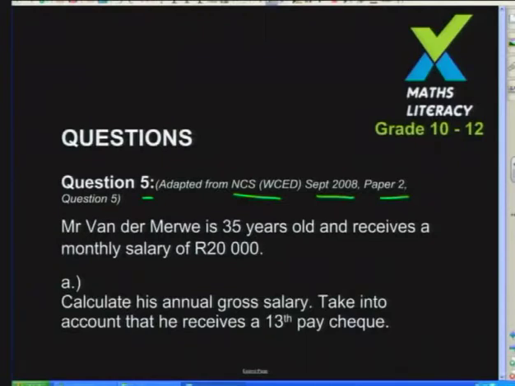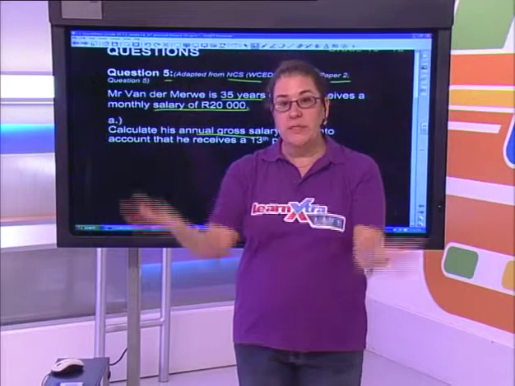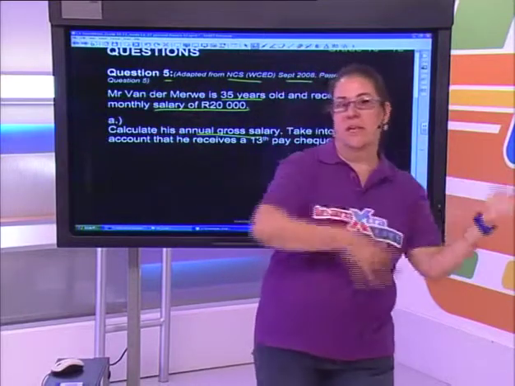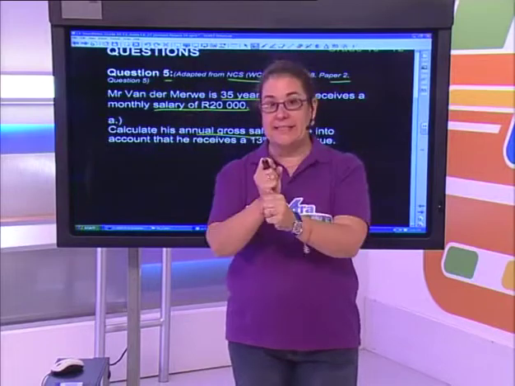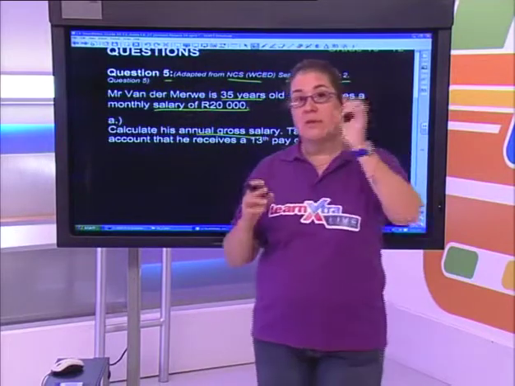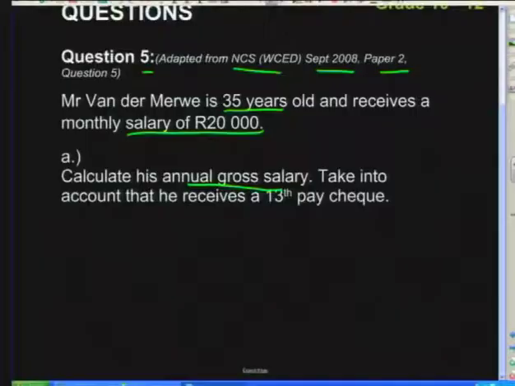So we got Mr. van der Merwe is 35 years old and receives a monthly salary of 20,000 rand. Calculate his annual gross salary. Now, what's important about a gross salary is that it's the total that you earn. From that, they start taking off all deductions, you pay various amounts, and then you get a net salary. So we've got two things, gross and net, but gross is based on his salary. Take into account that he receives a 13th paycheck.